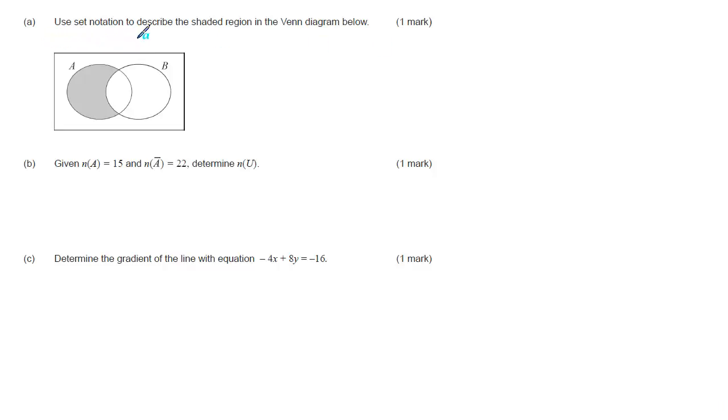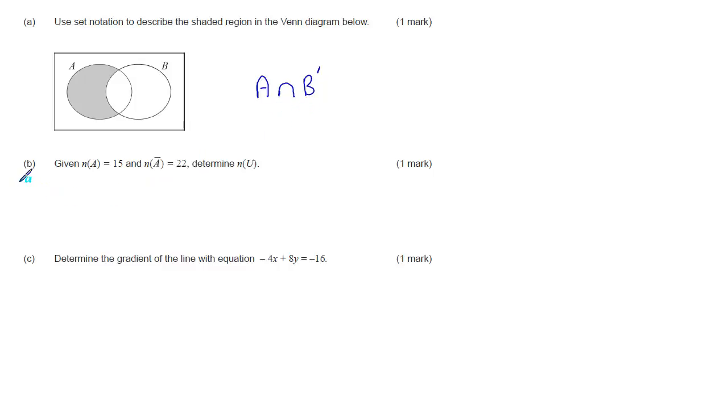We want to use set notation to describe the shaded region in the Venn diagram below. So if we look at this shaded region, we can see that it's entirely contained within the set A, and it's all outside of the set B. So we'd say that this is A and not B. It's in A and it's not in B.